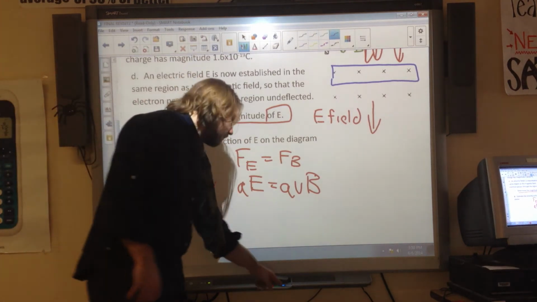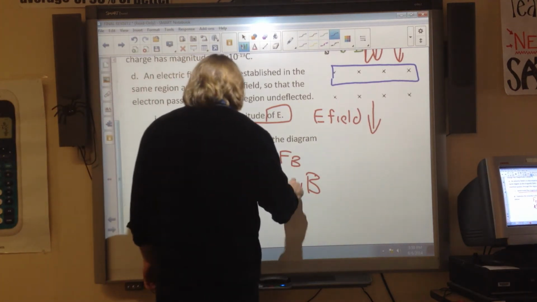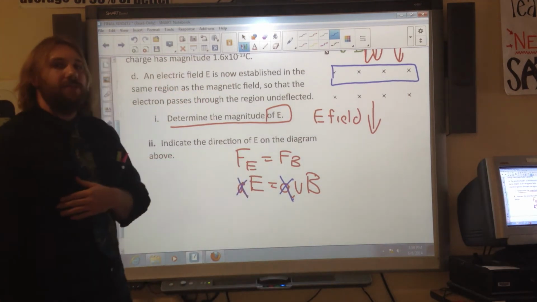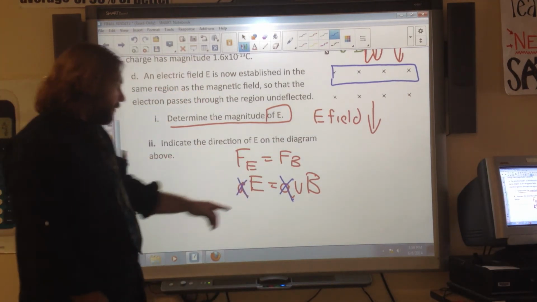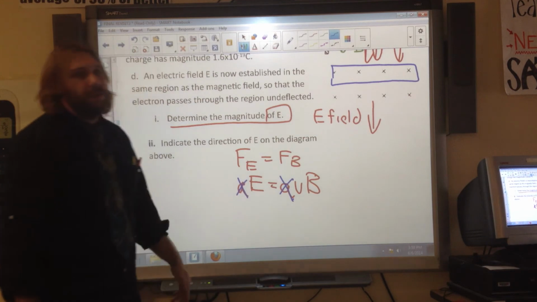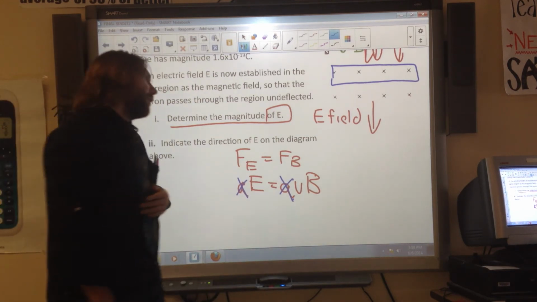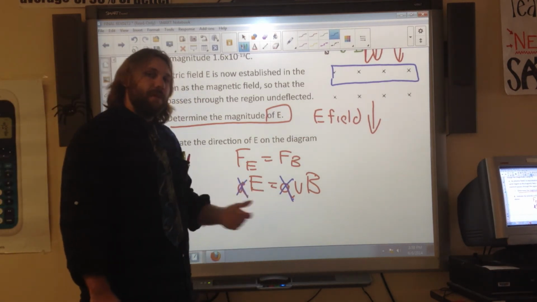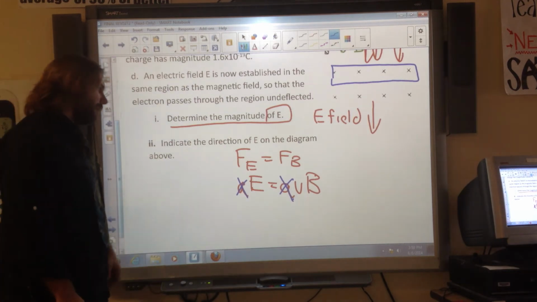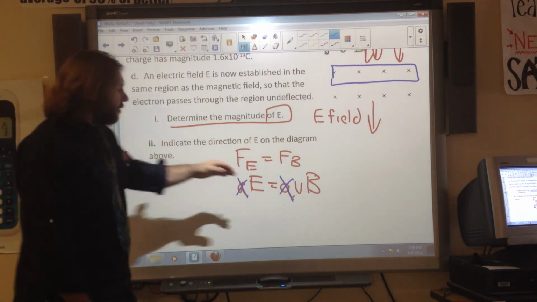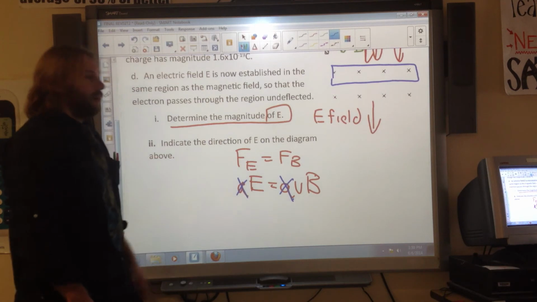And quick hint, cancel your two Q's because they're the same. You get E equals v times B. Well, you know what v is from part A, you know what B is going to be. So that's how you go ahead and finish that problem. Get an answer. Crush it out. Make sure that you're focused and you have the right v and you're using v correctly.